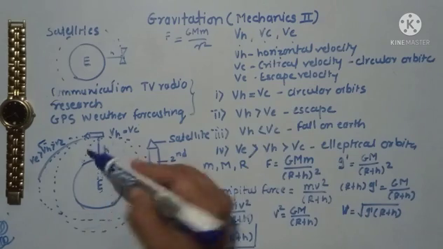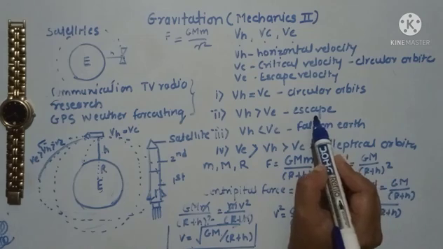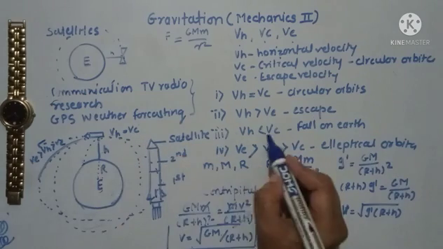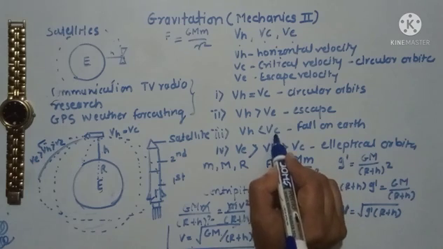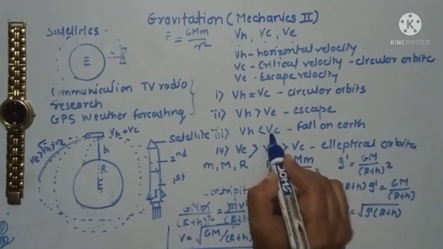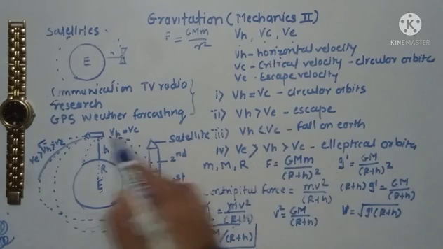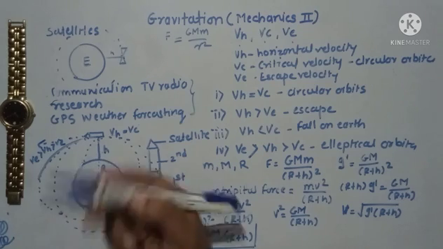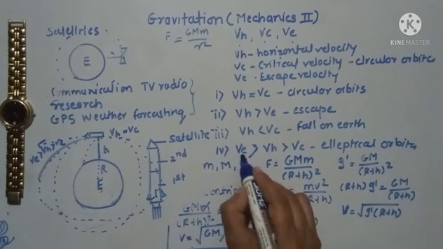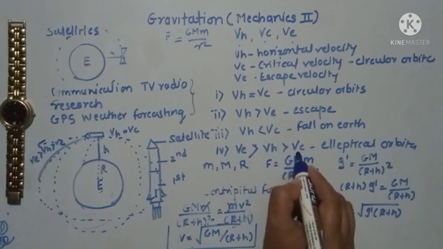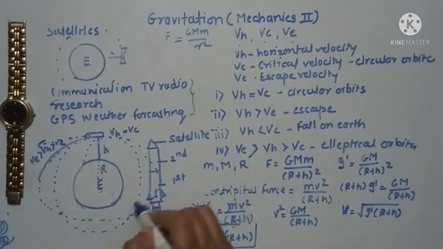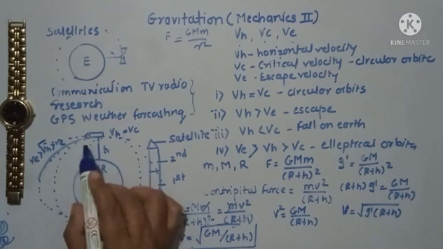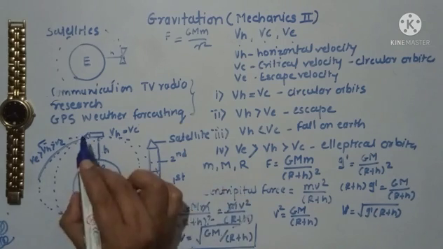If this VH is greater than this VE, where VE is the escape velocity required to escape any object from the Earth's gravitational force field, the satellite escapes. If this VH is less than VC, where VC is the critical velocity, the satellite will fall on the earth following some trajectory path. And if the horizontal velocity is less than VE but greater than VC, the satellite will follow the elliptical orbit. The critical velocity which is required for the satellite to revolve in a circular or an elliptical orbit is independent of the mass of that object.